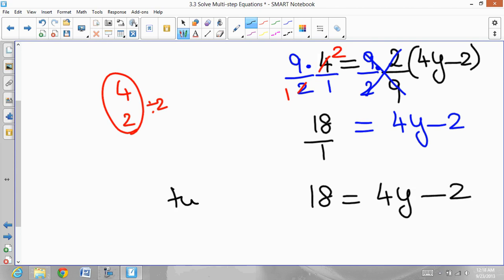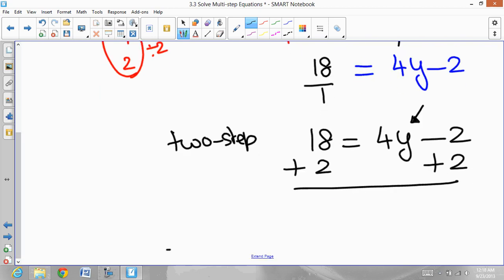So now you've got your two-step equation, which means you need to get the y to safety. Y is being so closely watched by 4. We'll come back to it after. Let's get rid of the negative 2 first. Let's go in with a positive 2 on this side and a positive 2 on this side.